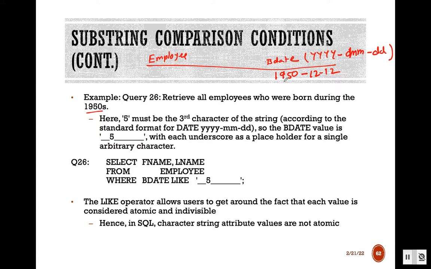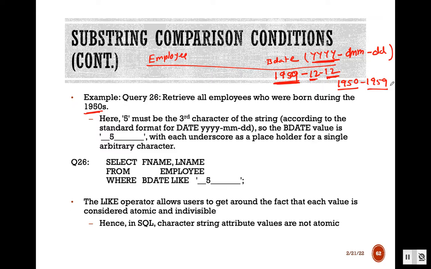So all we are going to look for is if the year is 1950. Actually it's not going to be exactly 1950, it is asking for those born during the 1950s. 1950s means it can be any time from 1950 to 1959. So the year could be 1950 to 1959. Now we don't care what the month is and what the day is. All we are going to look at is whether the year is between 1950 and 1959.